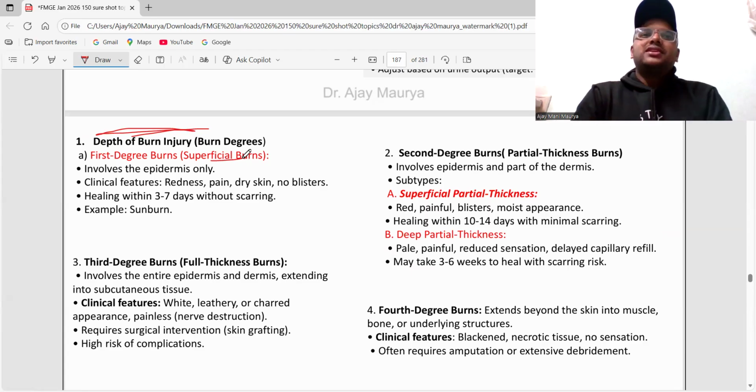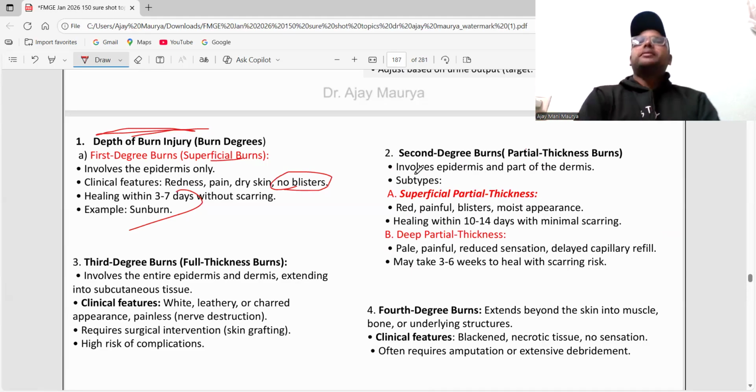So what are the features? Redness, pain, dry skin, no blisters. No blister because it involves only the epidermis. Healing within 3 to 7 days without scarring. Example, sunburn. Second degree, partial thickness burn, involves epidermis and part of the dermis. Two subtypes: superficial partial thickness and deep partial thickness. In the superficial one, there is going to be a blister. Healing within 10 to 14 days, with minimal scarring.